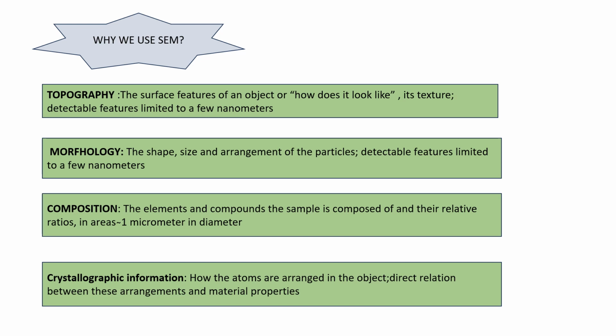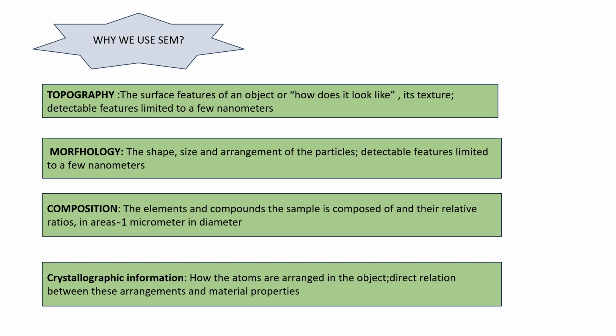The first one is topography. Topography is the surface feature of an object, or how it looks, what its texture is. And morphology is the shape, size, and arrangement of the particles in the specimen.